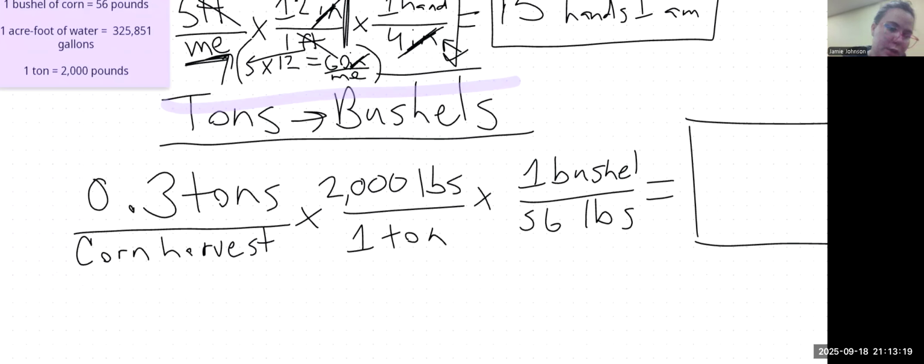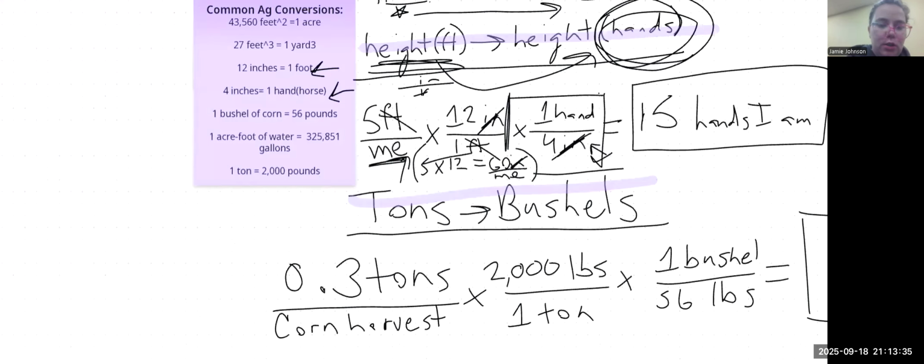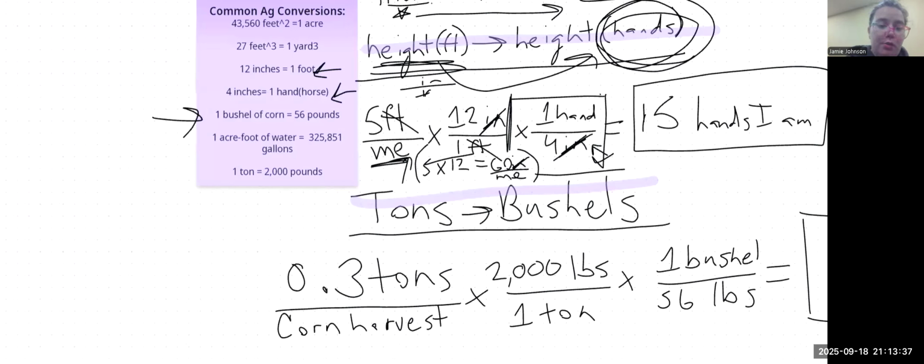Let's say hypothetically we have 0.3 tons of a corn harvest and we want to go to bushels. So what do we know? We know bushels of corn to pounds, and we also know tons to pounds. We don't know the conversion from tons to bushels, so we're just going to use what we've got, which is tons to pounds and then pounds to bushels, which makes two steps because we're making 2 unit measurement changes.